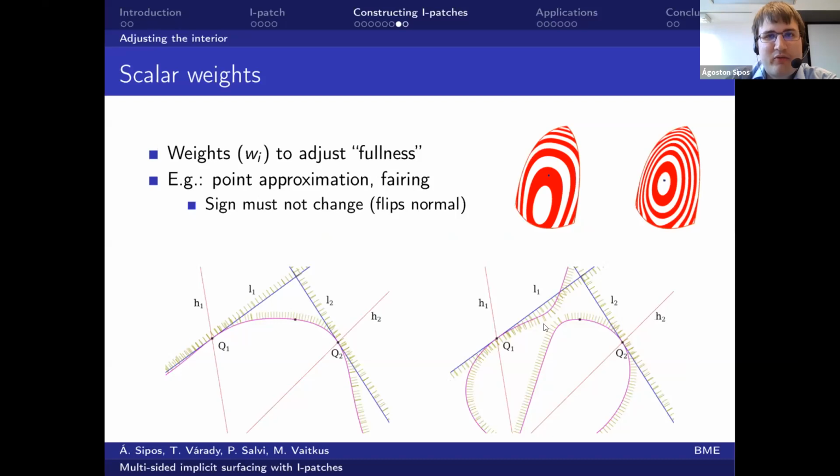We have seen that there are some free parameters in the iPatch equation. They can be used for adjusting the interior of the patch. In these two images, we can see iPatches with the same boundary conditions interpolating different specified points in the middle, thus producing different shapes. It has to be noted that the scalar weights must not change sign, as we have already seen that it would flip the normal vectors. You can also see this example here to remember.